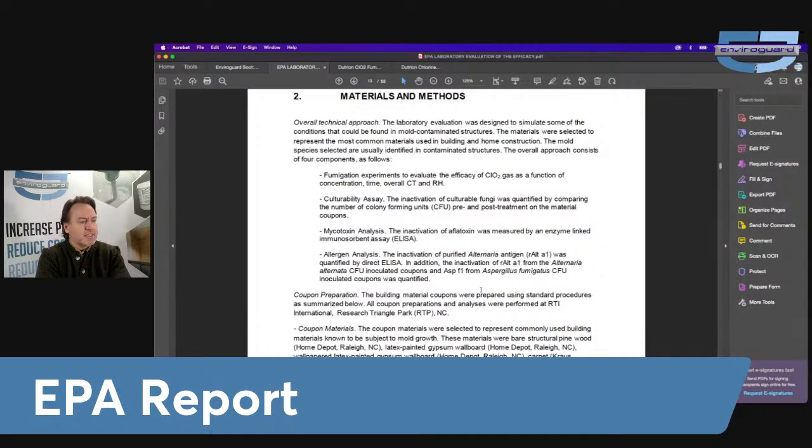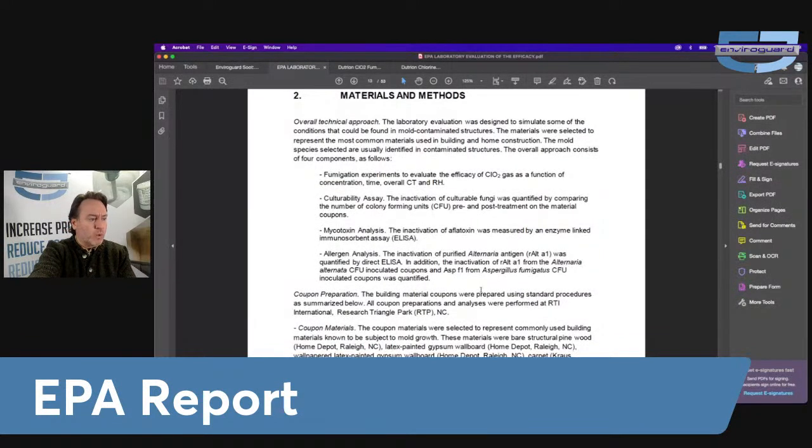There is a mycotoxin analysis that is referred to as inactivation of that mycotoxin, and the toxin we're looking at in this study is aflatoxin. And then the allergen analysis, referred to as R-alt-A1, is going to come up again and again when we get down to those results. I'm sorry that I'm kind of going through this. I didn't know exactly how I wanted to present the information, even though I've been reading it nonstop for the past week or so.